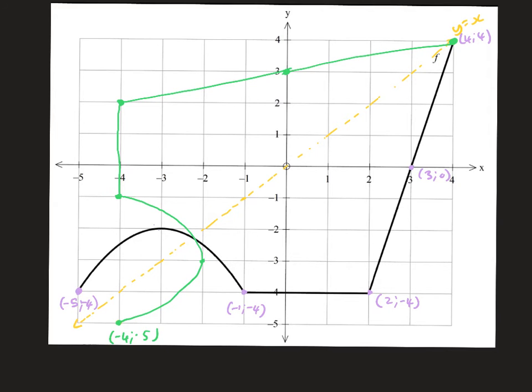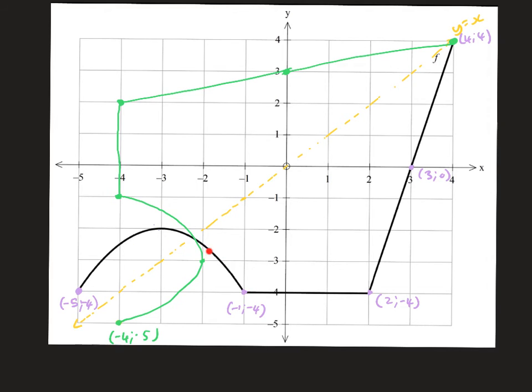Okay, yes, this graph was a piecewise function that's being asked to reflect about the line y equals x. So there's this point (-5, -4), so that becomes (-4, -5). There's a point here (-3, -2), so that's going to become (-2, -3). So that turning point is going to become there. And then this point here, (-1, 4), is going to become (-4, 1).